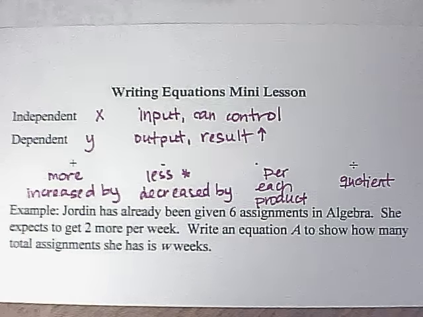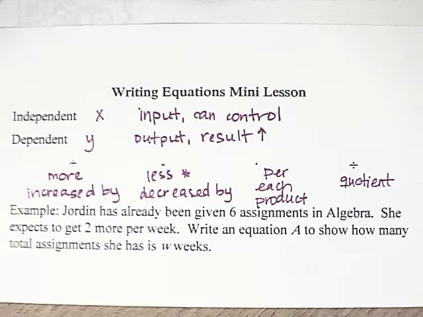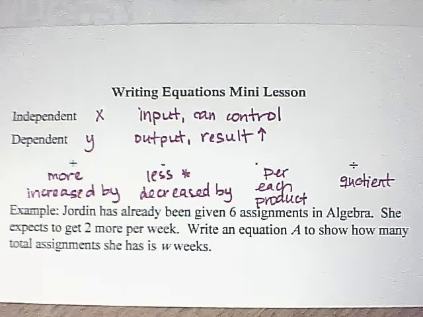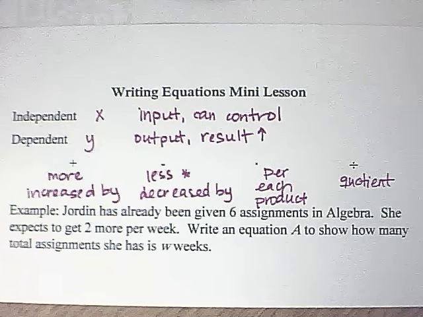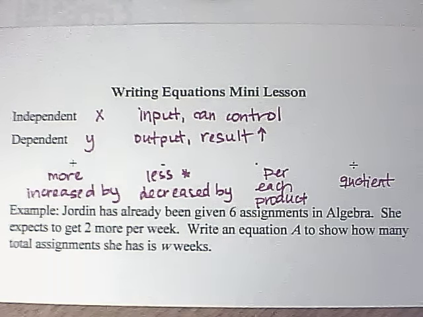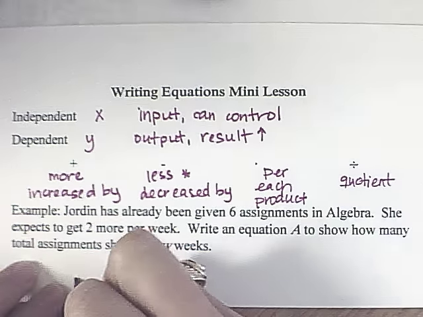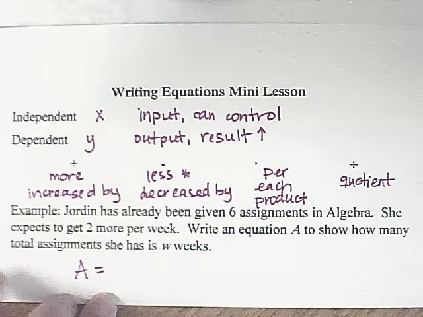Jordan has already been given 6 assignments in algebra. She expects to get 2 more per week. Write an equation A to show how many total assignments she has in W weeks. My two variables that they gave me are A and W. I know that A, the amount of assignments, depends on how many weeks she is in algebra class. So A is our dependent variable.